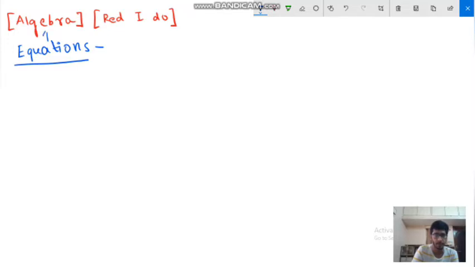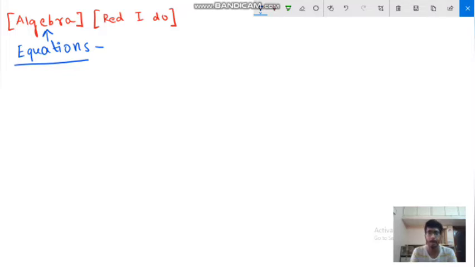Like earlier we were doing number sense. Now we are doing algebra. And after that, we will be doing geometry. And the integers that we did, that also comes under algebra. By mistake, I wrote number sense. Okay, so now we will start.